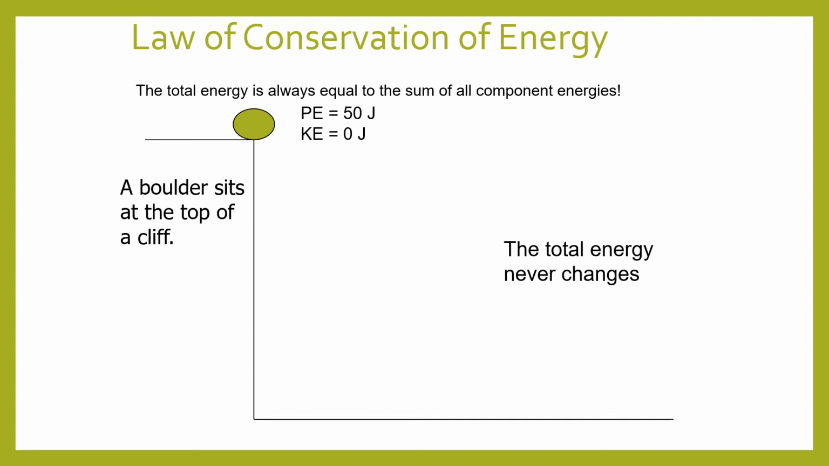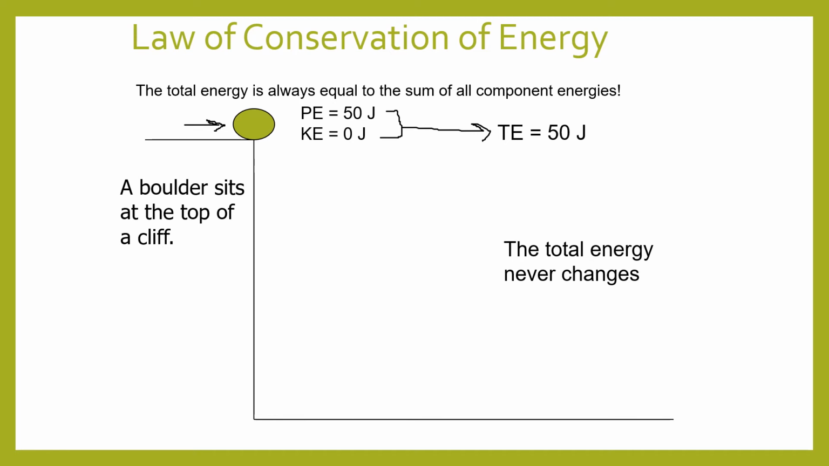Okay, this is what the law of conservation of energy is essentially saying. Picture the situation. We have a boulder sitting on the top of a cliff. Right here, the potential energy is 50, the kinetic energy is 0. And we know that the total energy never changes. So within this system, the total energy is what you get when you add PE plus KE. So I know the total energy is 50 joules.